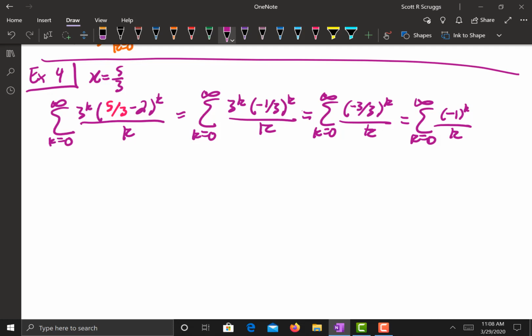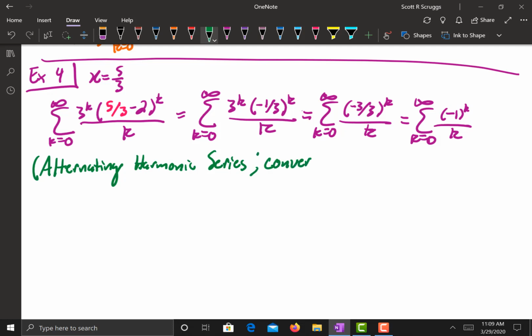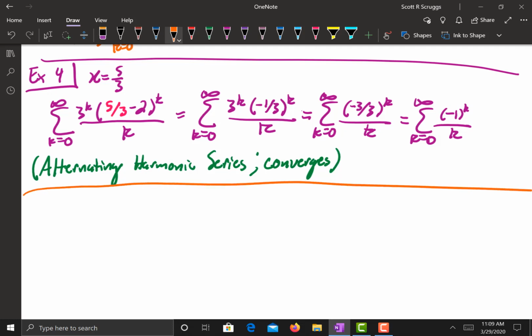And that's something that we've recognized before. This is our alternating harmonic series from way back in section 10.6, which we know converges. Okay, so that means I'm going to include 5/3 as one of my endpoints inside my interval of convergence.